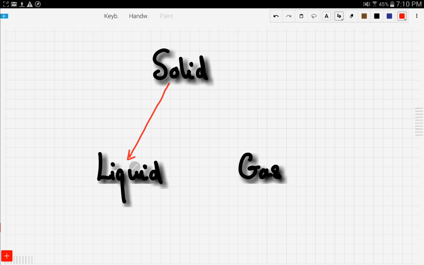So imagine you have an ice cube and you left it out in the open. This ice cube starts to melt. So this is basically melting, going from the solid state to the liquid state.